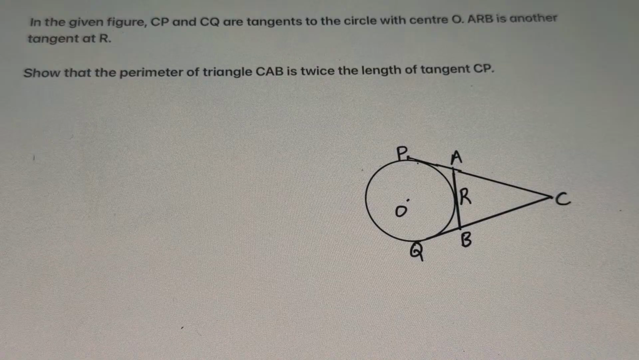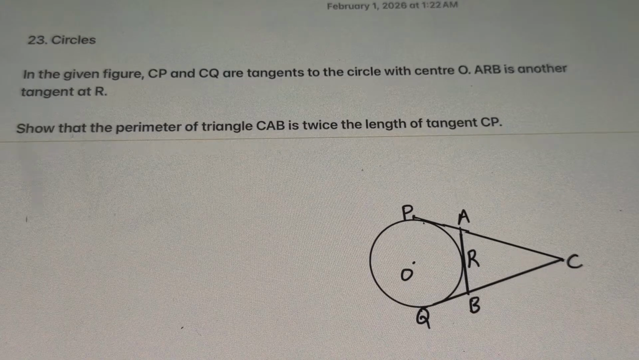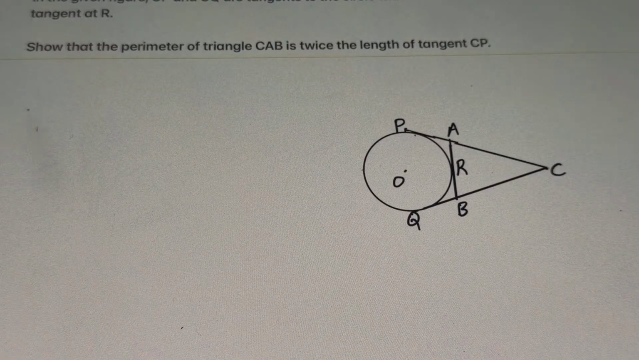So this is a very important problem. In the figure, CP and CQ are tangents to the circle with center O. ARB is another tangent at R. Show that the perimeter of the triangle CAB is twice the length of tangent CP. So the diagram is already given in the question. So we can see we have a circle.